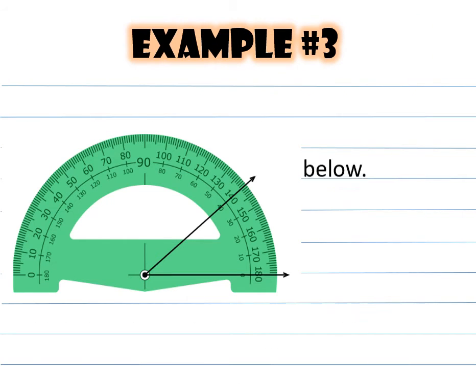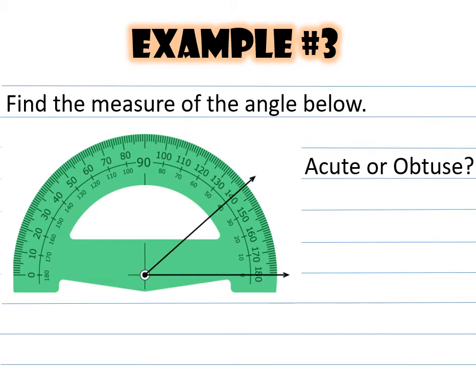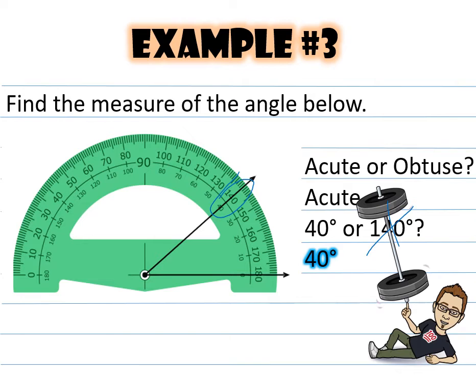Example number 3. Find the measure of the angle below. Is it acute or obtuse? Well, it's acute. Well, the protractor is pointing at either 40 or 140. If you take a look right here, it's either a 40 or a 140. Well, because it's acute, we're going to rule out the fact that it's 140, and we're going to go with 40. And it's just that easy.